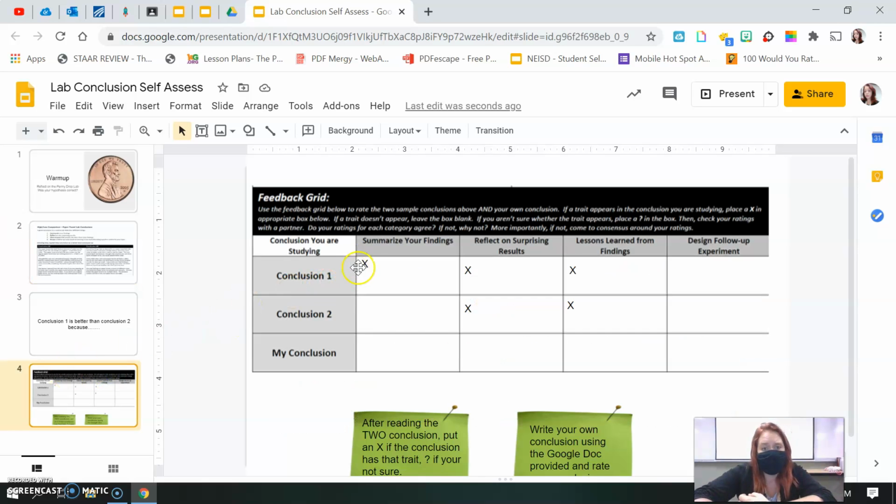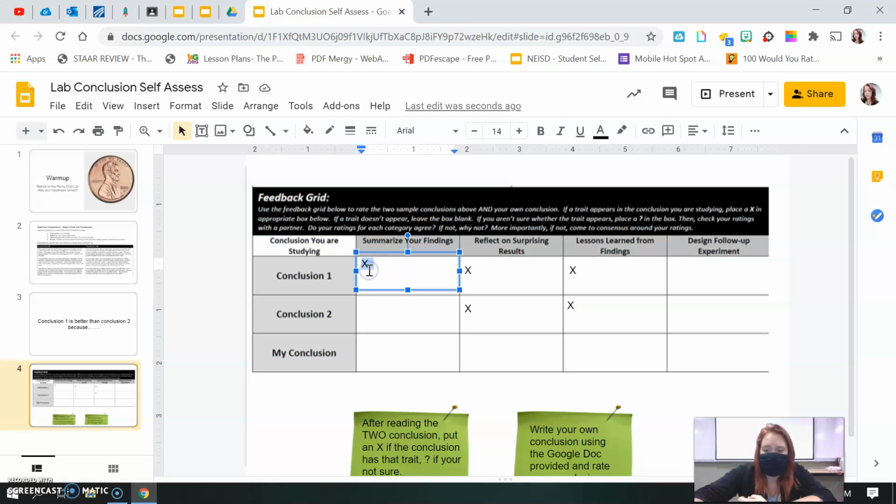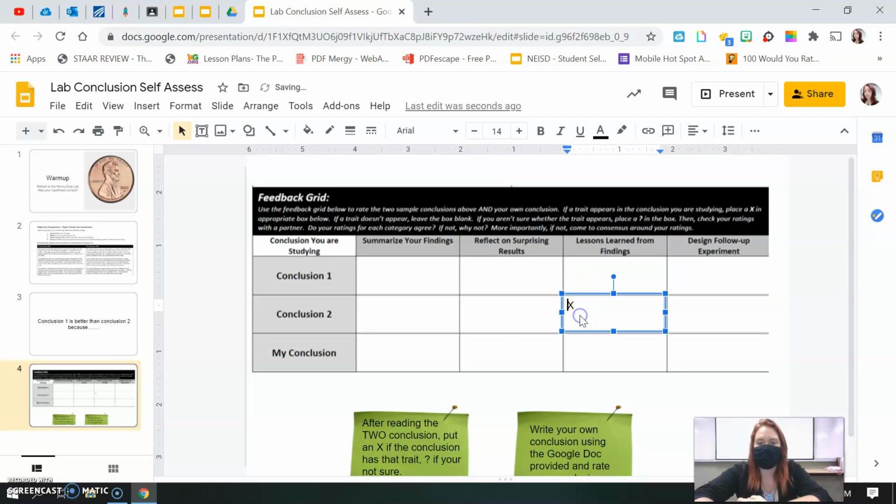Once you're done, your job is to rate these conclusions. So you can read over the instructions. It says, after reading the two conclusions, put an X if the conclusion has that trait, and a question mark if you're not sure. You would leave it completely blank if it doesn't have that.